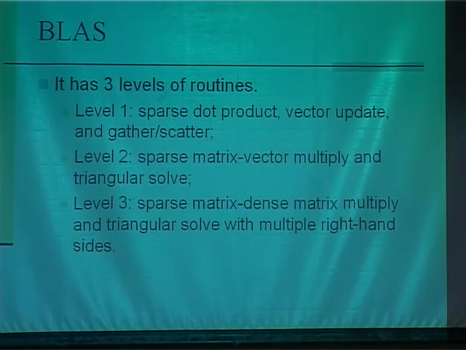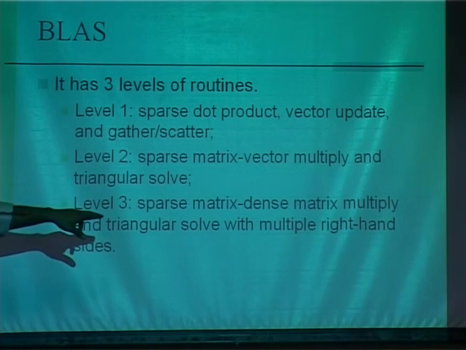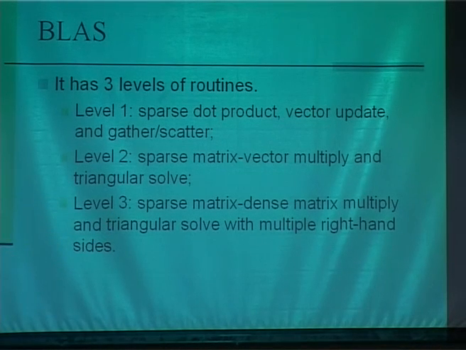In BLAS, the routines are divided into 3 levels. First level is sparse dot product, vector update, gather and scatter. Level 2 is sparse matrix vector multiply and triangular solve, and level 3 is dense matrix multiply and triangular solve with multiple right hand sides. So I am trying to emphasize on level 3 routines, and in level 3 I am emphasizing on matrix product.